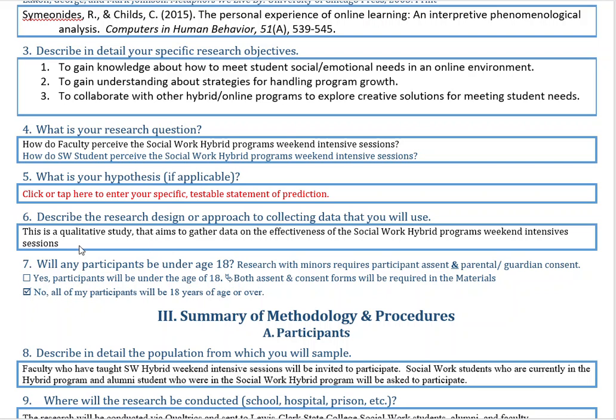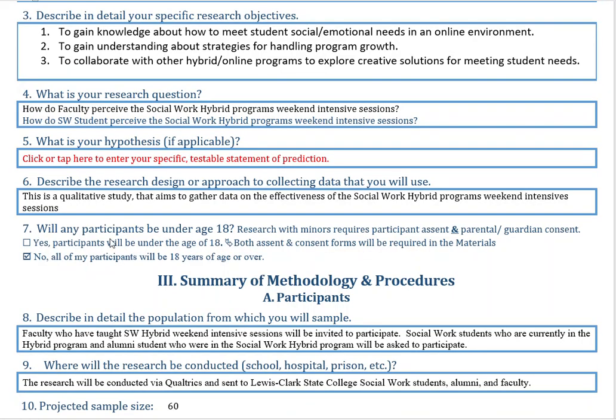Describe the research design. Is it a qualitative study? Is it a quantitative study? Is it descriptive? Is it comparative, like comparing a pre-test and a post-test? Ours was qualitative, so just a brief sentence: this is a qualitative study that aims to gather data on the effectiveness of the social work hybrid program weekend intensive sessions. So be very specific: what is your approach and how are you going to collect data? Will any of the participants be under age 18? I don't think any of you have that, so make sure you mark no in that section.